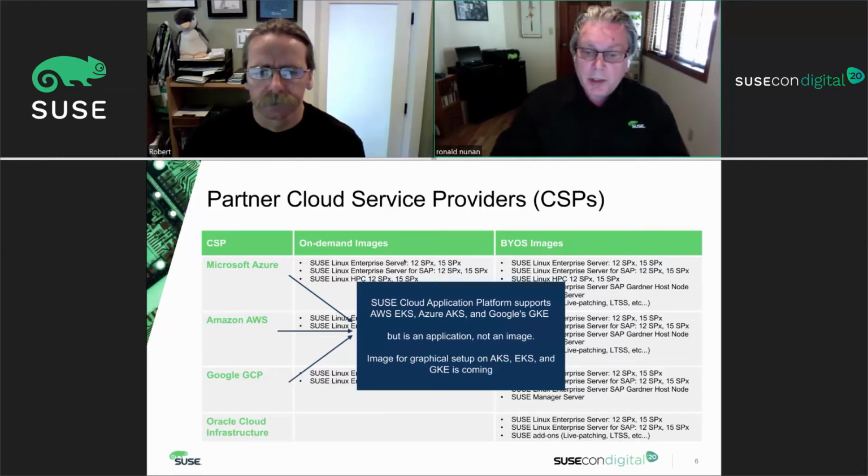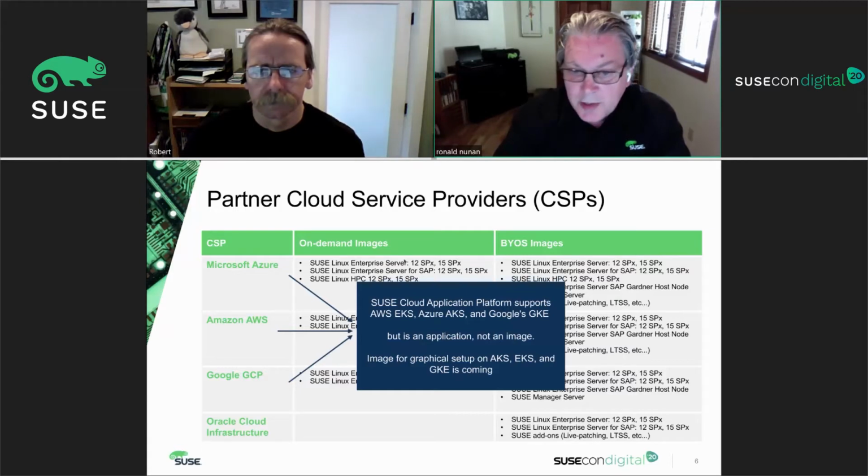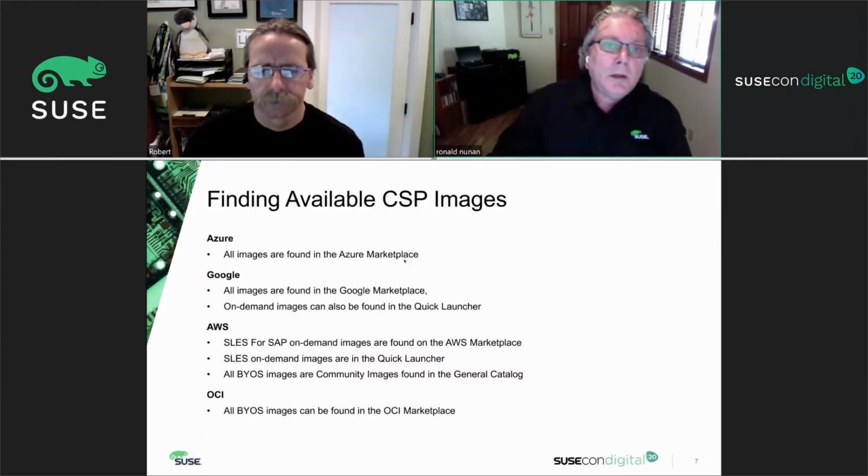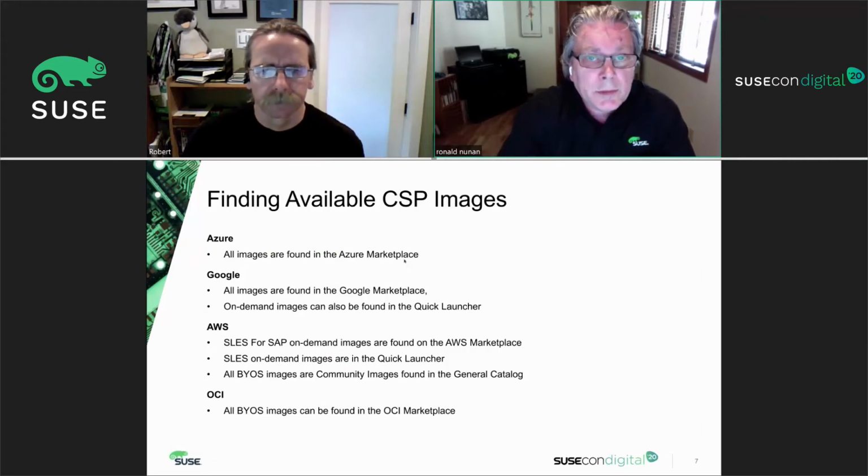Now, we are going to show a demo later and talk about some images we're creating that help you actually do that, do the install, and then start the application. But the application itself doesn't need an image. You can literally just install it yourself. So let's talk about how you find available images, and this varies by CSP. Robert, you want to go through this?